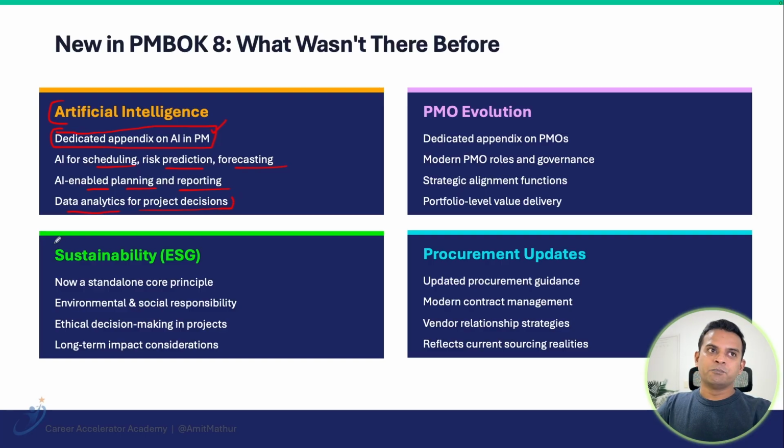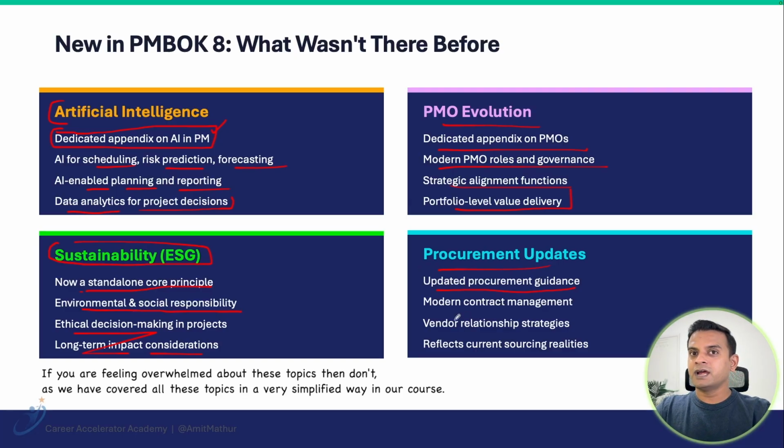The next important thing they are bringing is sustainability, which is ESG, not as a standalone core principle: the environmental and social responsibilities are every project manager's responsibility. You need to take ethical decision making in your projects, and focus on long-term impact and considerations. Then we will also work on the PMO evolution, with a dedicated appendix on PMOs: modern PMO roles and governance, strategic alignment, portfolio-level delivery. Then we'll talk about the procurement updates: updated procurement guidance, modern contract management, and vendor relationships that reflect current resourcing realities. Great, right?